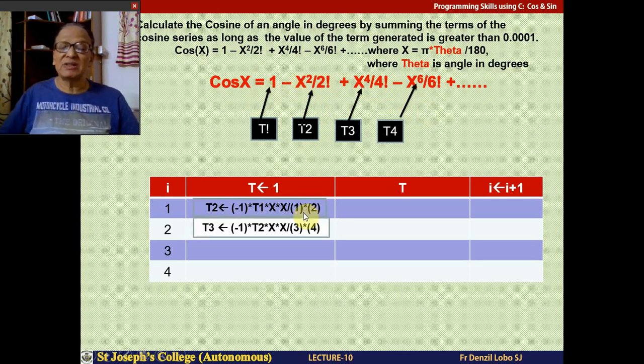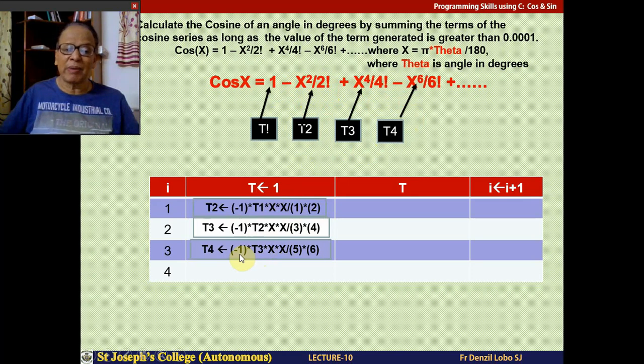How do I get T3? T3 is obtained by multiplying T2, which is already x squared by 2 factorial, by x squared divided by 3 into 4. It becomes therefore 4 factorial. Again multiply by minus 1. It becomes a plus term. How do I get T4? Again T4 is obtained from T3. As you see T3, again multiply by minus 1 and x squared divided by 5 into 6. This is how we are going to do it.